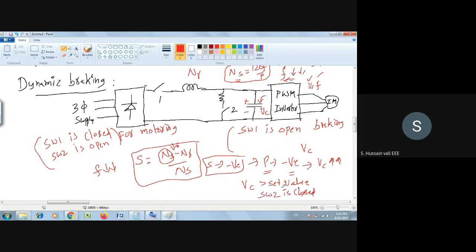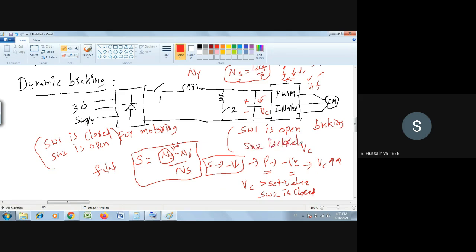When the capacitor voltage which is getting charged here reaches beyond a set value, then you close switch number 2. So when you close switch number 2, what do you expect here? One is open, whereas 2 is closed. So switch 2 is closed now.